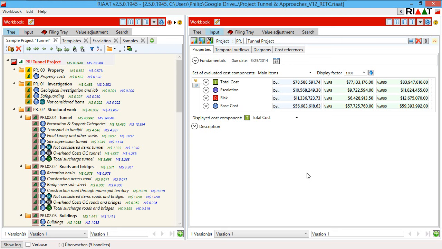This is the main interface, and you see on the left side the hierarchical project tree structure, and on the right side the information from the selected element on the left side. I would like to start on the top level, the project level.